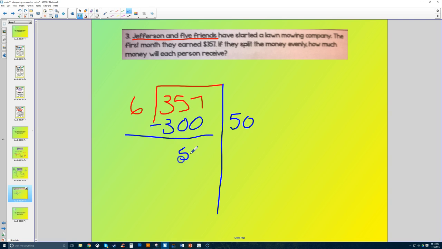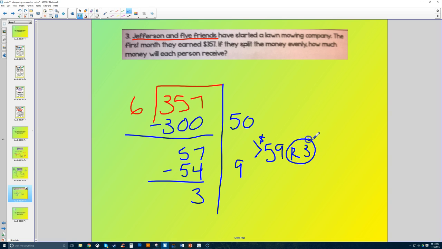Subtract, I get 57. So now I'm going to say, okay, 6 times what gives me something close to 57 without going over? I know that 6 times 9 gives me 54. So I subtract, I get a remainder of 3 and a quotient of 59. So 59, remainder 3. So let's talk about what that means. That means that each kid gets $59, but there's a remainder of $3.